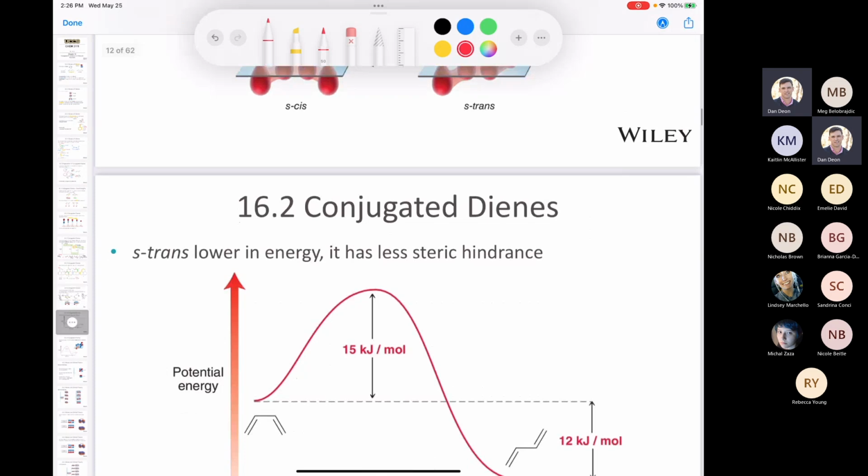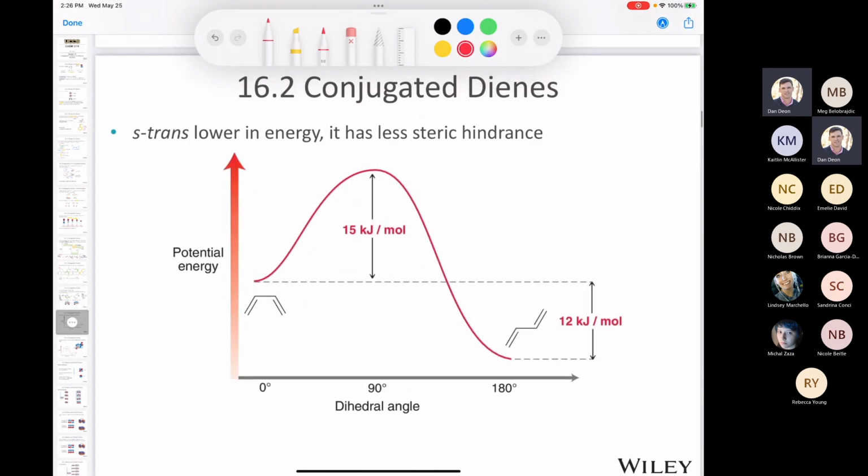And if we look at a potential energy diagram, you can clearly see that the S-trans is lower in energy by a value of about 12 kilojoules per mole. It's more stable by 12 kilojoules per mole. But you can see the activation energy, or the barrier to rotation, because you have to rotate this sigma bond. When you rotate that bond, it costs you 15 kilojoules per mole of energy.